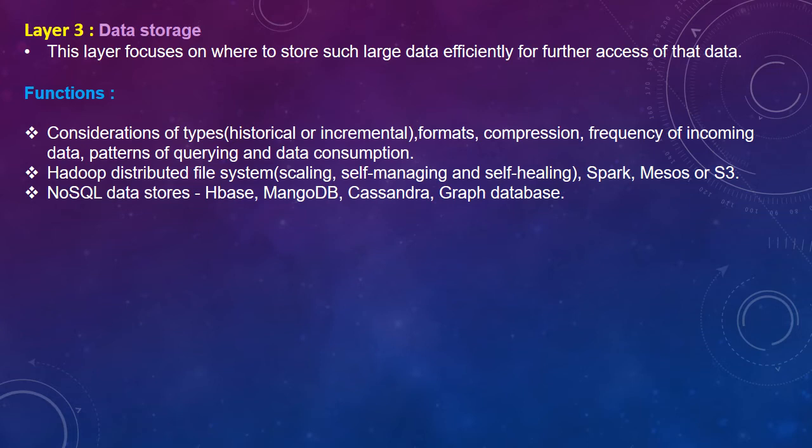Now functions of layer 3. We have to consider the formats of the data, that is structured, unstructured or semi-structured data. Accordingly, we have to store, and we have to check the frequency of incoming data. This helps to determine the storage mechanism and compression of the data to save the space in the memory and data consumption. Now next function, that is Hadoop distributed file system.